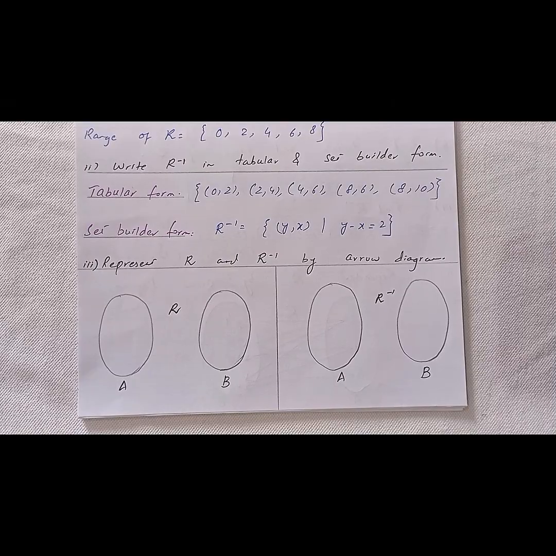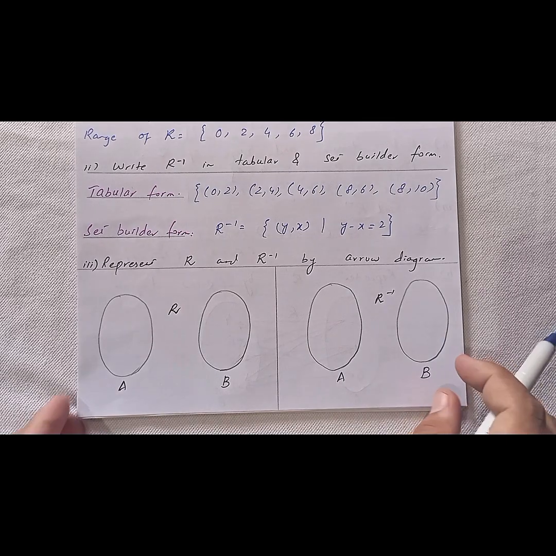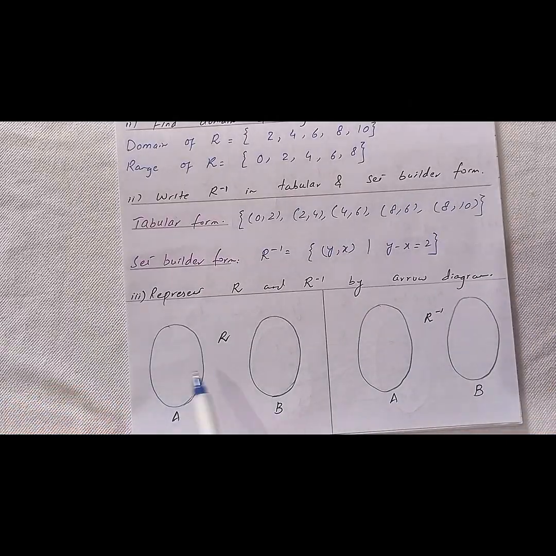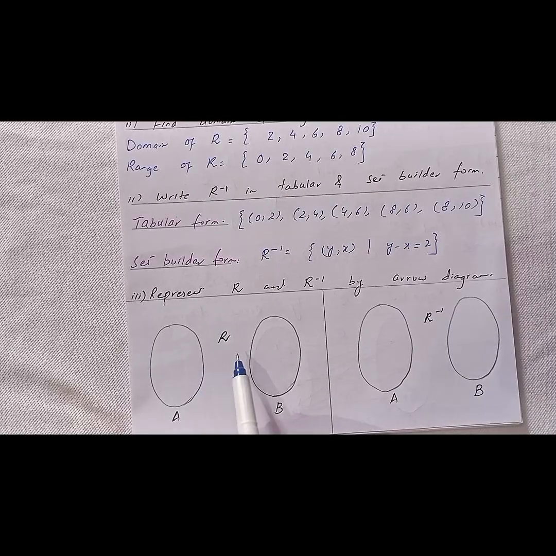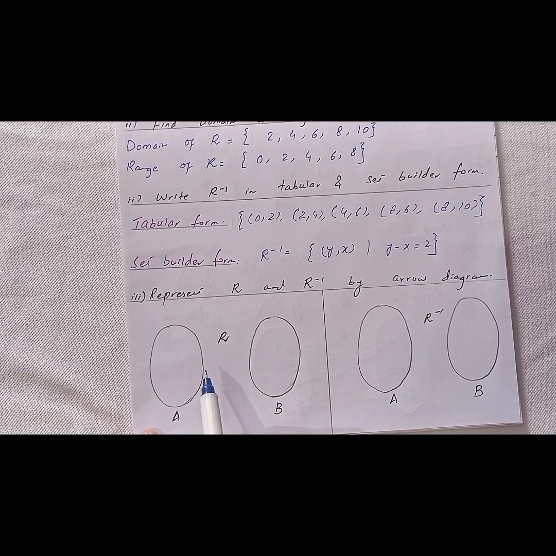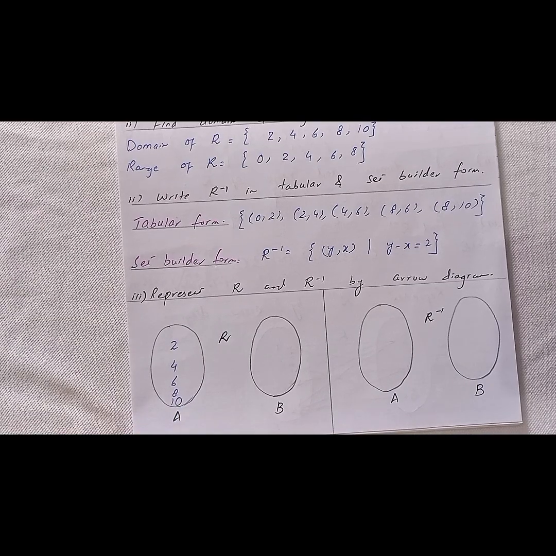The last part is to represent R and R inverse by arrow diagram. First we find the arrow diagram of R between set A and B. In set A we write all the domain elements of R. So the domain elements of R are 2, 4, 6, 8, 10, and in set B are the range elements, that are 0, 2, 4, 6, 8.